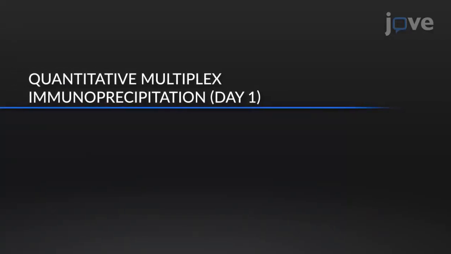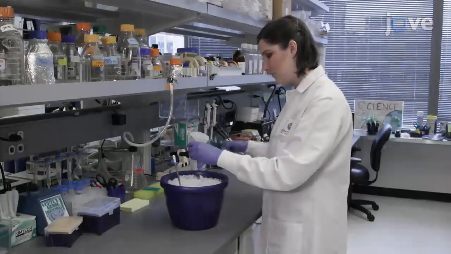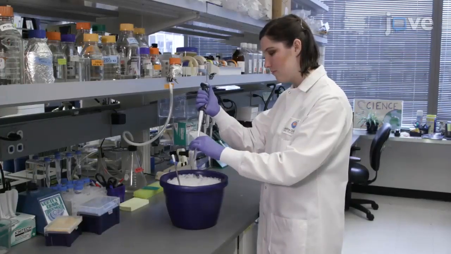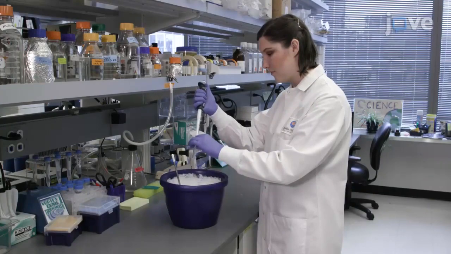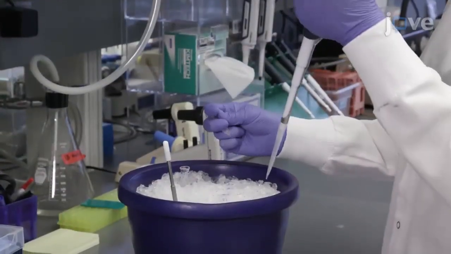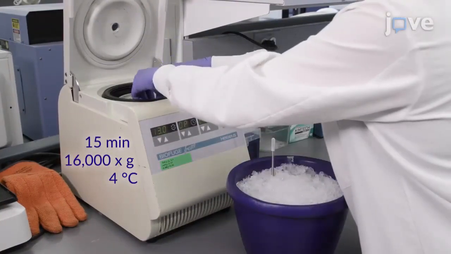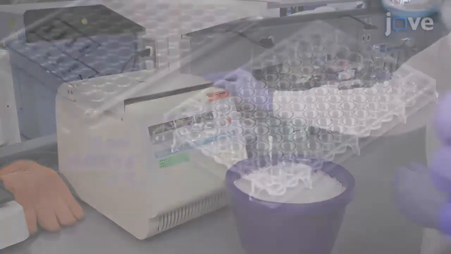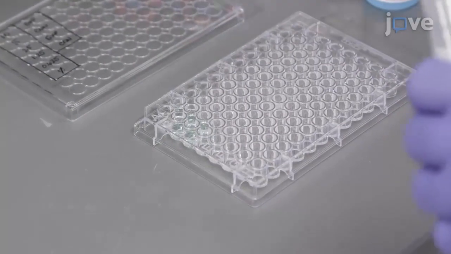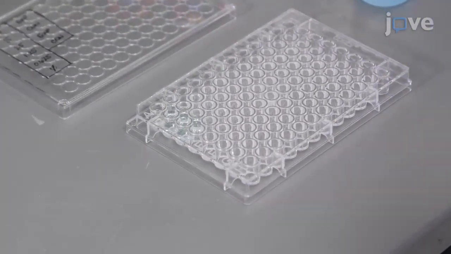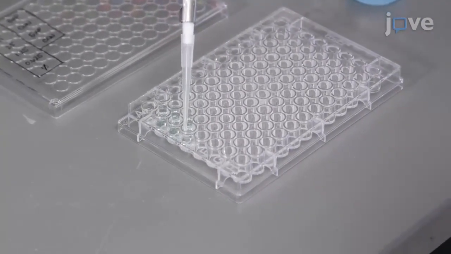For sample preparation and immunoprecipitation, begin by lysing the sample in a suitable detergent with protease and phosphatase inhibitors for a 15-minute incubation on ice. At the end of the incubation, spin down the sample to remove the membranes and debris, and perform a BCA assay on the supernatant to determine the protein concentration according to standard protocols.